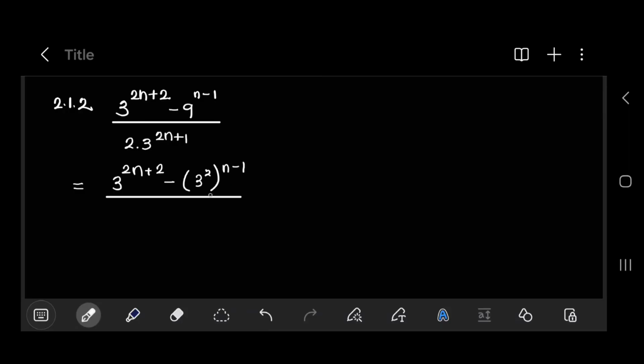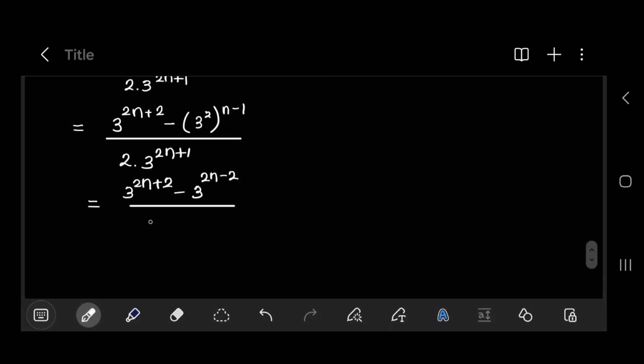And I know I've mentioned this before, but just to mention it again, whenever you replace a base with its product of prime numbers, please replace it in a bracket. If it had an existing exponent, that goes outside the bracket. Now let's simplify. So where we have the bracket, we are going to multiply the exponents. That gives us 3 to the power 2n minus 2. Denominator is going to stay the same at the moment.